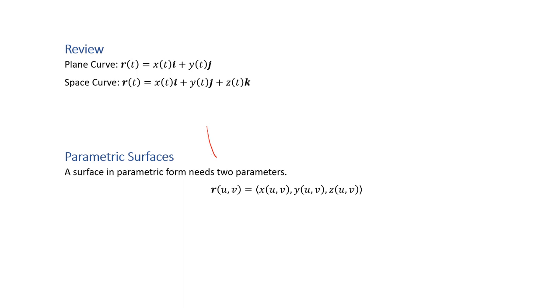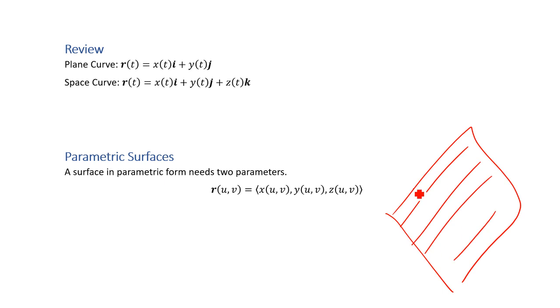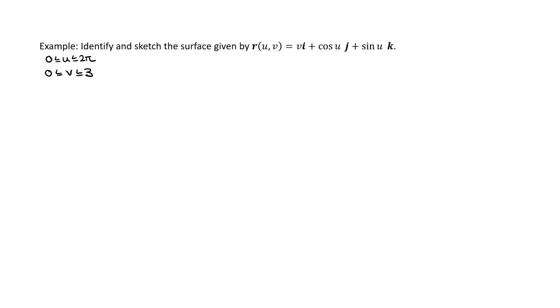A surface would be something like a plane. That's an example of a surface. If we want to write a plane in parametric form, we're going to have to use 2 parameters. You can use any letters you want. I'm going to use the letters U and V. The first thing I want to do is get a little bit comfortable with these surfaces in parametric form and think about how we can identify and sketch the surfaces given.